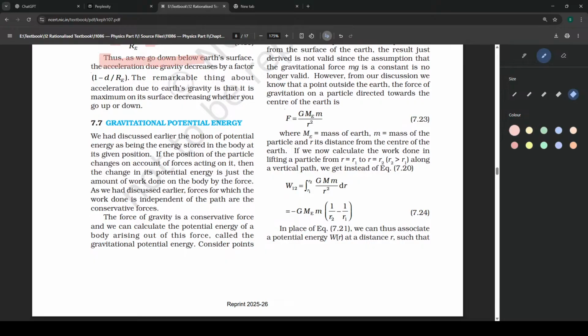Thus, as we go down the Earth's surface, the acceleration due to gravity decreases by a factor of 1 minus d by Re. The remarkable thing about acceleration due to gravity is that it is maximum on the surface, decreasing whether you go up or down.